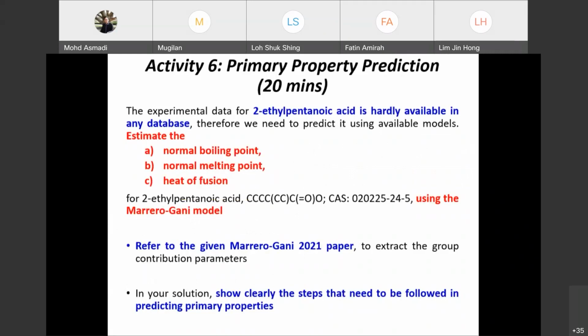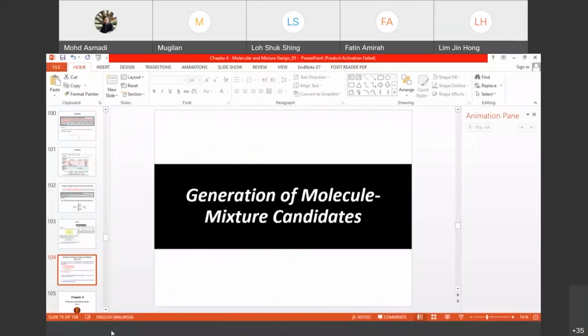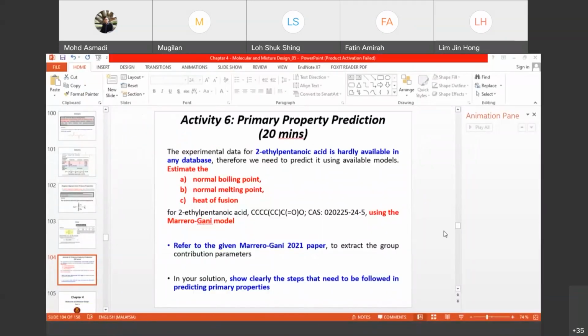The experimental data for ethyl pentanoic acid is hardly available in any database. Therefore we need to predict it using an available model. Estimate the normal boiling point, normal melting point, and heat of fusion using the Marrero-Gani model. So please refer to the Marrero-Gani paper. Is it the 2021 paper or the 2012 paper? Let me check first. Okay, I think it's 2012.